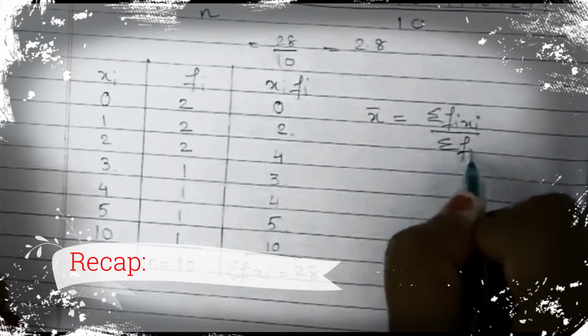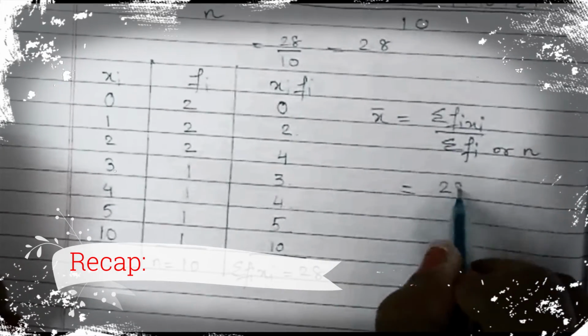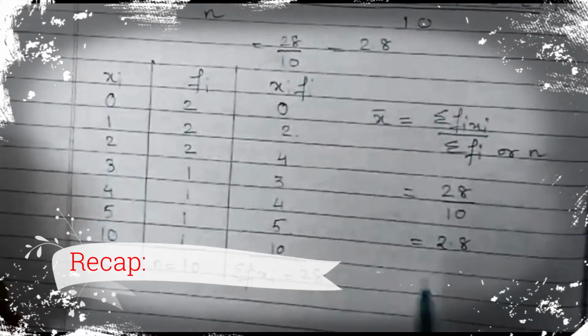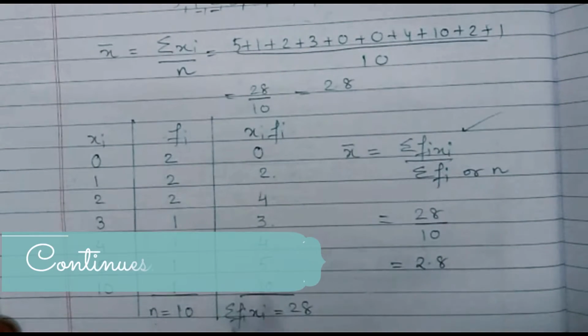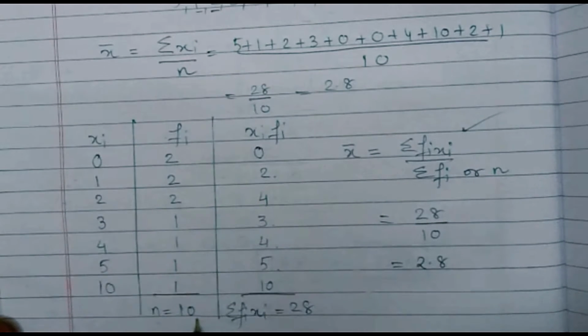Sigma fi xi upon sigma fi, or you can write n, that means the total observation, which will be 28 upon 10, which is 2.8. So this method is called the direct method to find mean. In our previous slide we saw the last example, which had a total frequency of only 10.